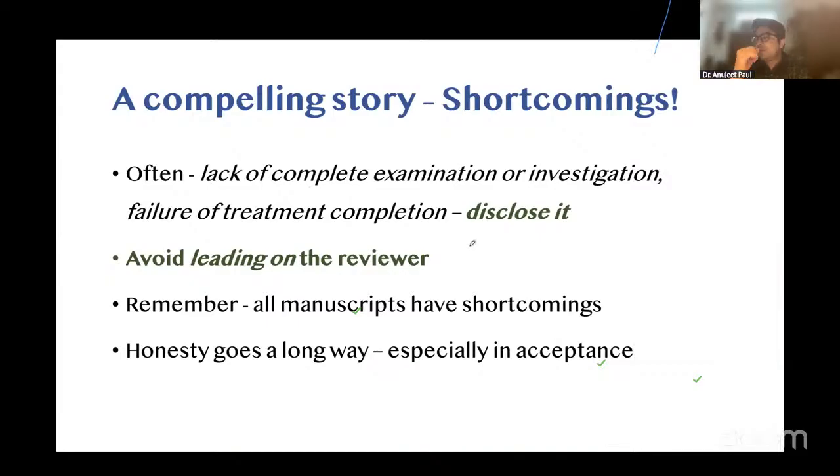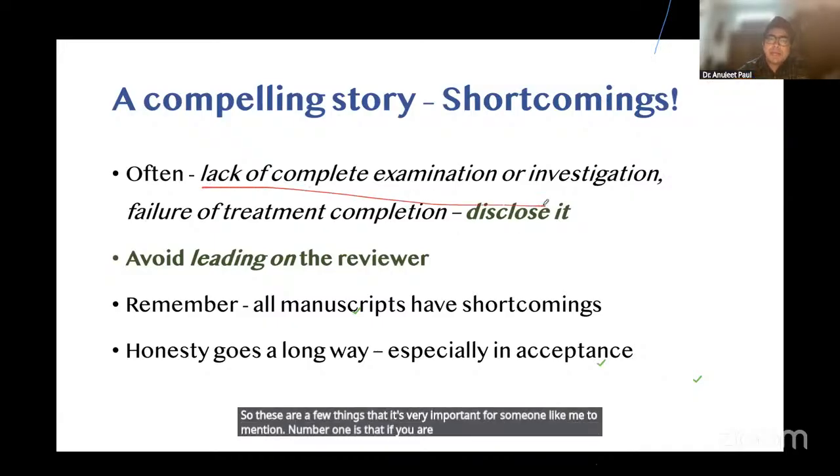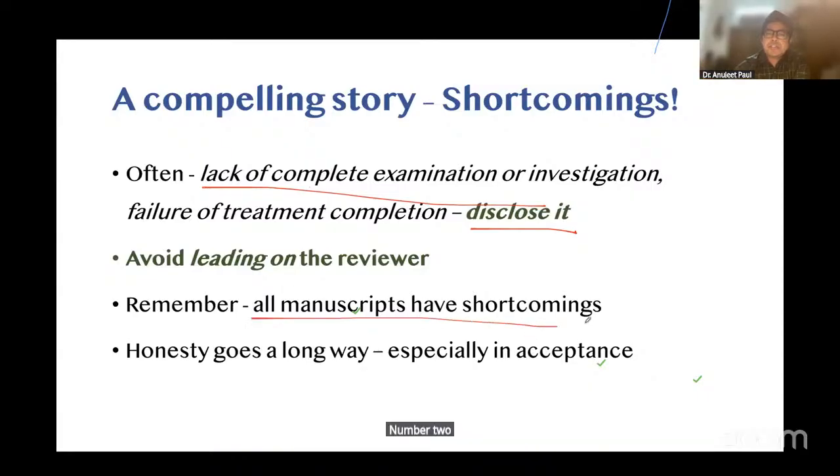So these are a few things that it's very important for someone like me to mention. Number one is that if you are not able to do the complete examination, please disclose it, because if the reviewer finds out, he or she can be compelled to reject your article. Number two is that remember that all manuscripts have shortcomings.